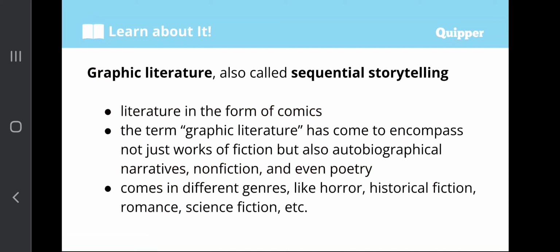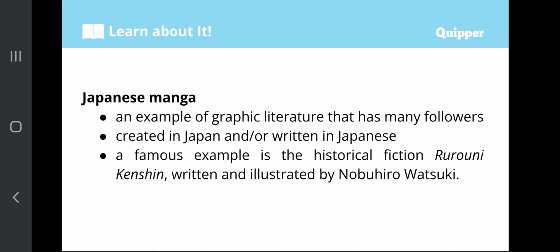Now let's first talk about what is graphic literature. Graphic literature is also called sequential storytelling, wherein literature is in the form of comics. The term graphic literature has come to encompass not just works of fiction, but also autobiographical narratives, non-fiction, and even poetry. This comes in different genres such as horror, historical fiction, romance, science fiction, and the like.